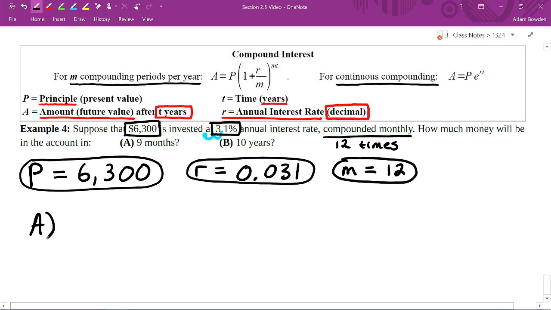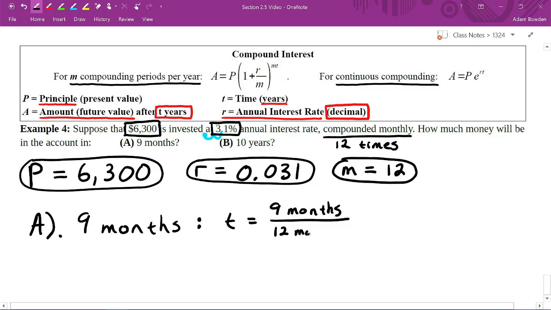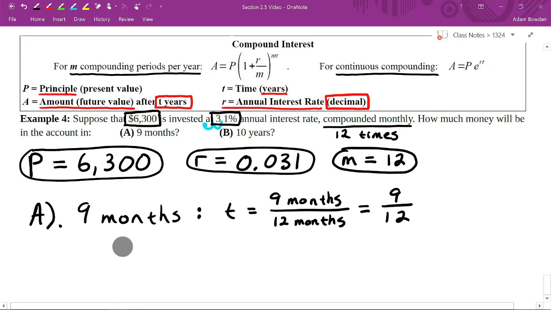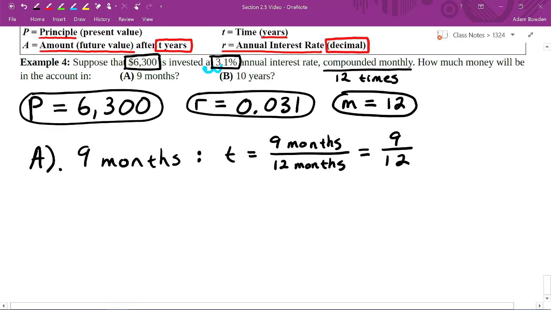Now the first one for 9 months, let's talk about how we're going to do that here. For 9 months, we need to convert that into how much of the year it's working with. That means T is equal to 9 months out of 12 in the year. So the letter T for time is 9/12. I'm using this because we're counting in years, so we have to take a fraction of the whole year if it's not a full 12 months.